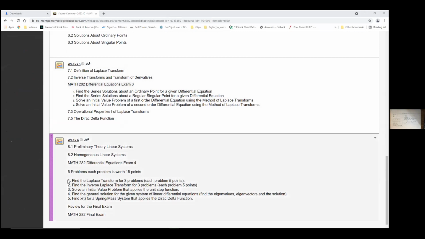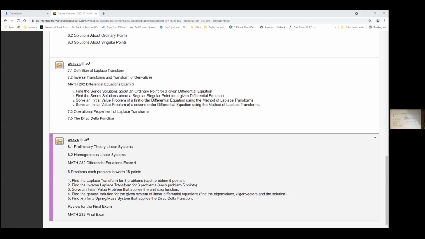So exam 4, you have to find the Laplace transform for 3 problems. So in other words, it's 15 points. You have 3 problems, A, B, and C, where you have to find the Laplace transform. Then you have to find the inverse Laplace transform for 3 problems. And then you have to solve an initial value problem that applies the unit step function. Okay, and then find the general solution for a given system of linear differential equations.